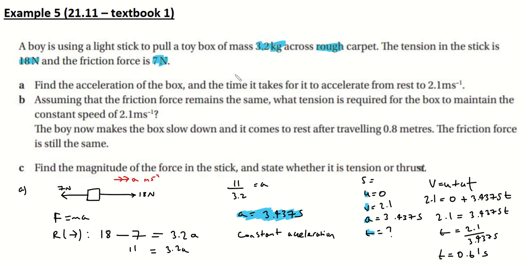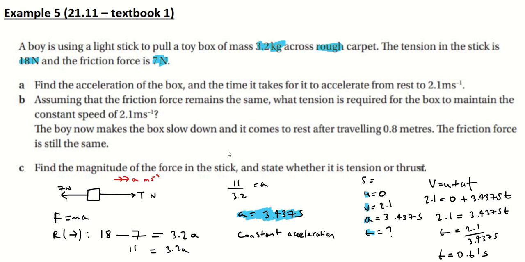Assuming that the friction force remains the same, what tension is required for the box to maintain a constant speed of 2.1 meters per second? What we're going to do for this is update our diagram. Now we don't know it's 80 newtons, the tension force. We just know it's T newtons. The boy is going to change the tension force. However, we need to work out what force of tension is going to make the box maintain this constant speed of 2.1. We established in part A that after 0.61 seconds, it's now moving at 2.1 meters per second.